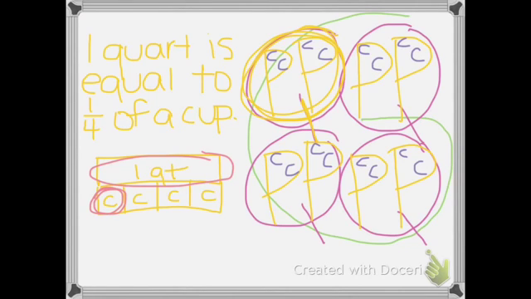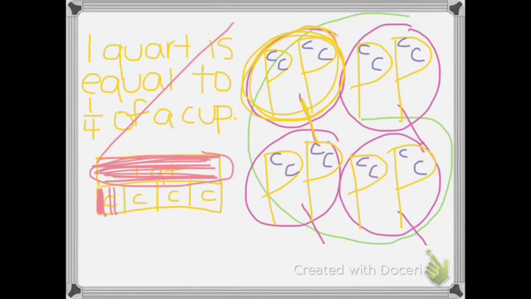Well, we know that's just not true, because if we broke a cup into fourths, it would be this much right here. And this statement is saying that 1 quart, this whole part, is equal to 1/4 of a cup. And that's just not true. 1/4 of a cup is literally 2 fluid ounces. That's not equal to a quart at all. So we know that this statement is absolutely false.